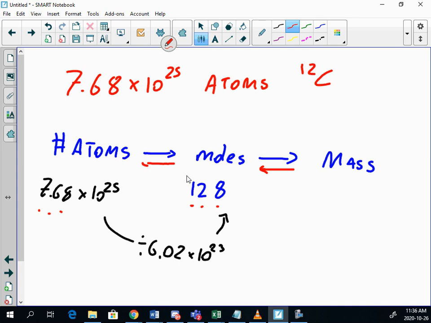Okay, now I need a mass. If I have 128 moles, what is the mass of carbon that I have? I use the fact that 1 mole has a mass of 12 grams. So if I multiply now by 12 grams, 128 times 12 grams, I get 1,536 grams, or 1.54 kilograms.